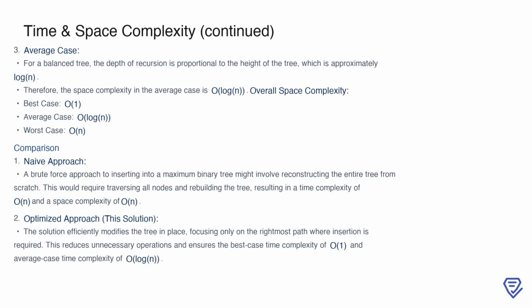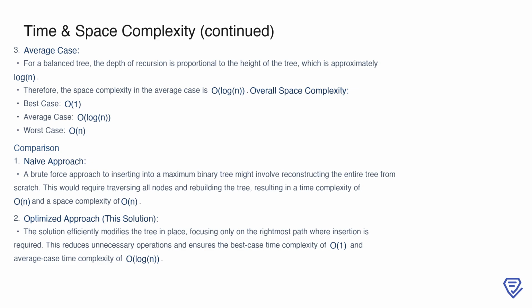For the average case in space complexity, a balanced binary tree has a height proportional to log n. This means the depth of the recursion stack will be approximately log n, resulting in a space complexity of O(log n) on average. To summarize the overall space complexity, we have O(1) in the best case, O(log n) in the average case, and O(n) in the worst case.